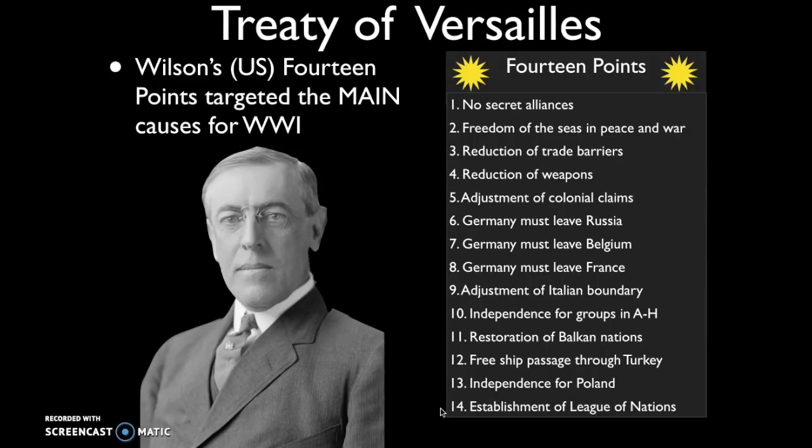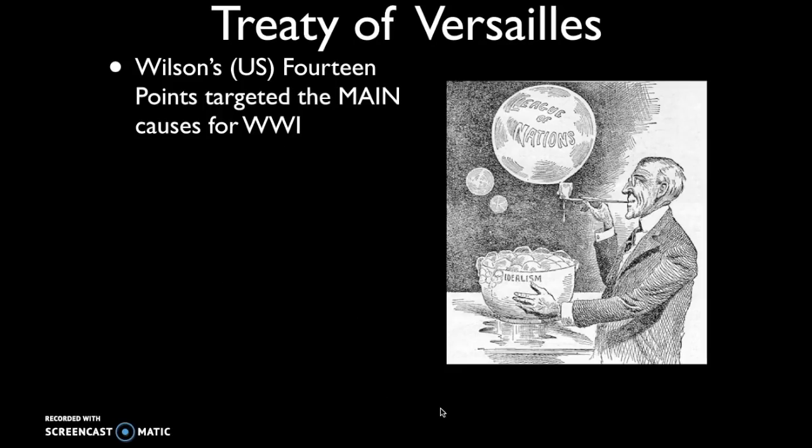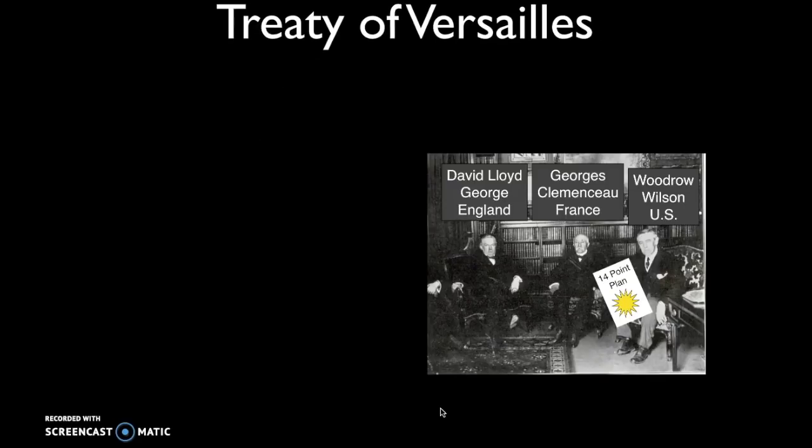So Wilson's 14 points targeted the main causes of World War I. That's militarism, alliances, imperialism, and nationalism. Many believe that Woodrow Wilson was idealistic. In fact, the U.S. Senate believed that Woodrow Wilson's concept of the League of Nations was too pie in the sky. The United States Senate didn't want to give up any of their power to this new international body, and therefore the U.S. ends up not even ratifying its own treaty that Woodrow Wilson had negotiated.